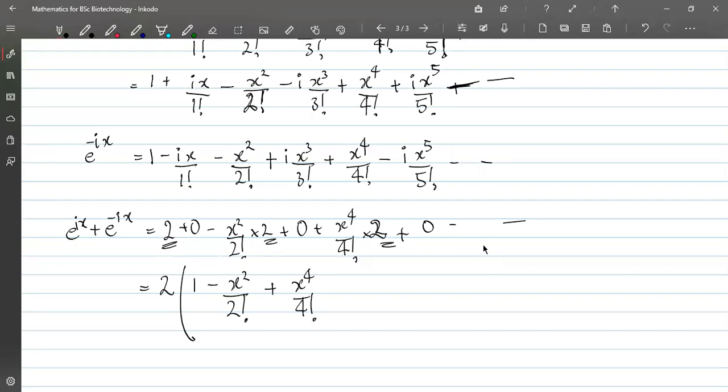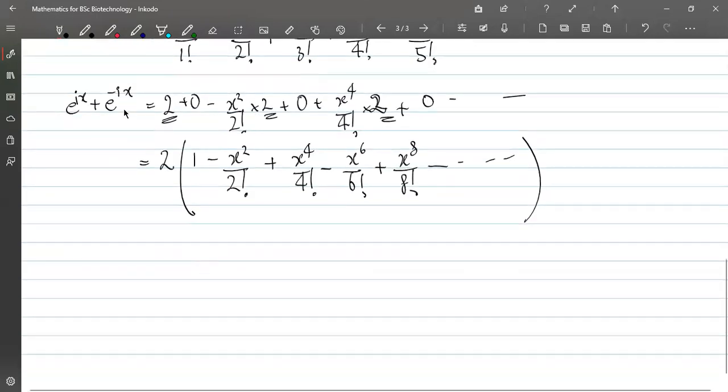Now you can guess the next term will be x to the 6 upon 6 factorial, because again you can see this cancelled out, right? So the next term will be x power 6 upon 6 factorial. Wait, this should be minus, right? Because you can see the sign will alternate. And then x to the 8 upon 8 factorial with a plus sign, then minus, and so on. Right? So this e to the ix plus e to the minus ix is twice of this.